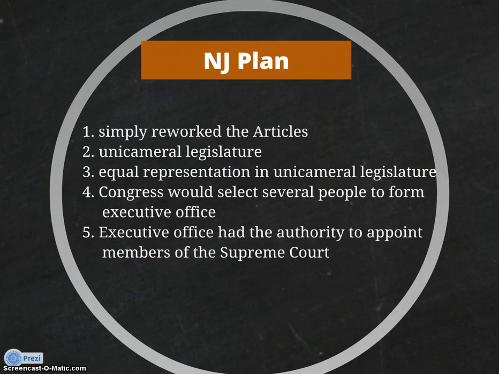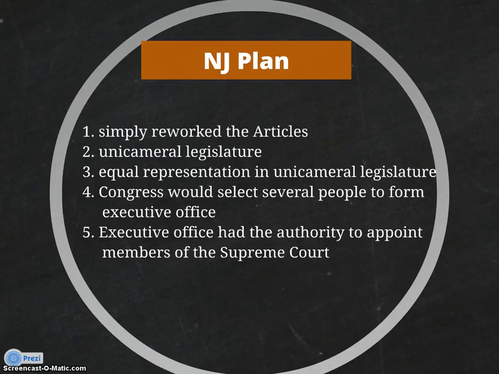Conversely, you have the New Jersey plan, and this was simply a reworking of the Articles. They did not believe that they had the authority to scrap the Articles and start over again. They called for a unicameral legislature and equal representation in that unicameral legislature. These are the interests of the smaller states, and they argued that just because they were smaller geographically and population-wise, they should not be less important in our government.